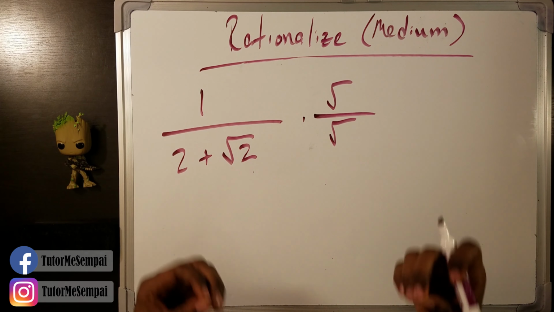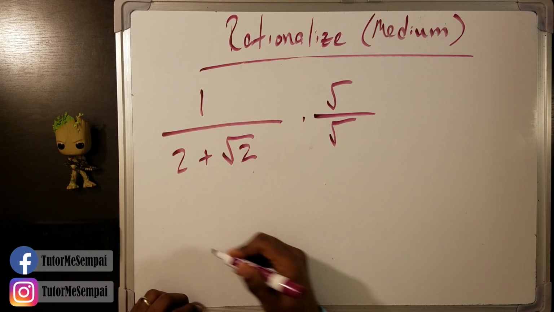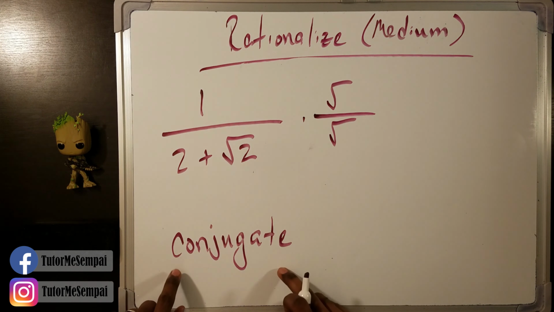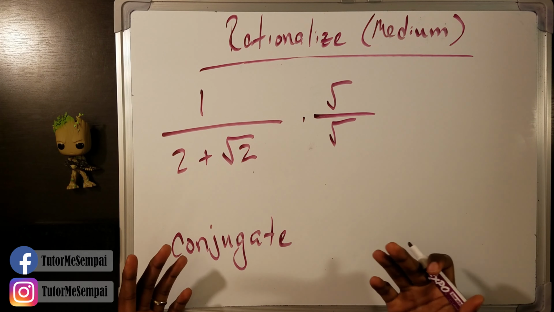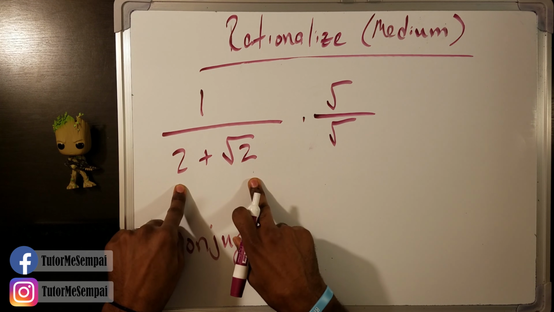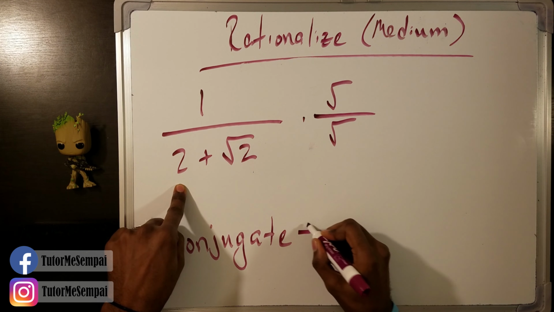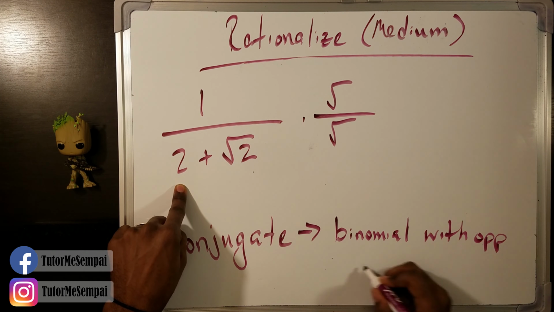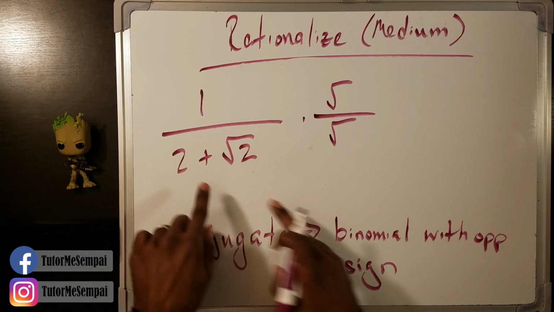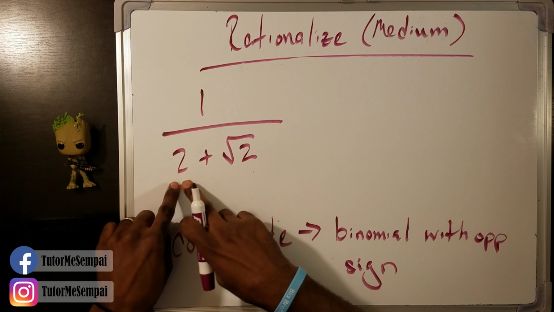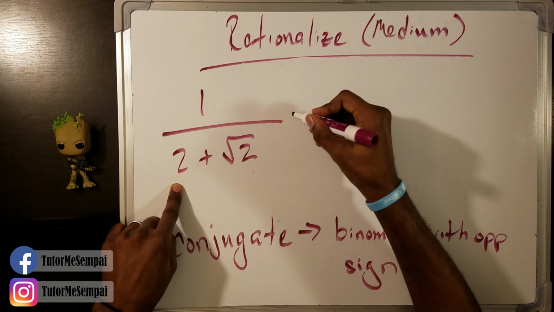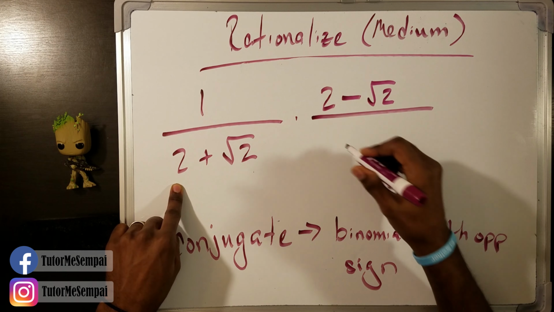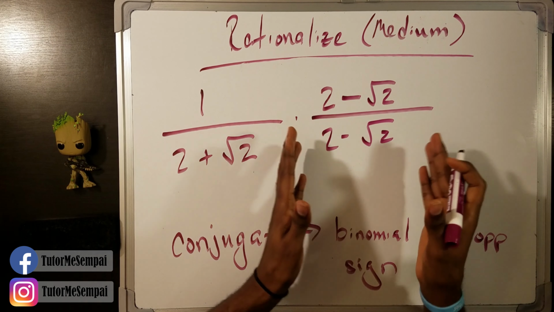This is when we introduce another concept called the conjugate. So instead of multiplying by a single radical, we're going to be multiplying something that we call the conjugate. Now what is a conjugate? So let's say you have this binomial here. The conjugate is going to be the binomial that you have, except you're going to be swapping the sign. So just simply put, it's going to be the binomial with the opposite sign. So in this case, our binomial is going to be 2 plus the square root of 2. So our conjugate is going to simply be 2 minus the square root of 2. And you're going to be multiplying top and bottom because we still want to multiply by 1.